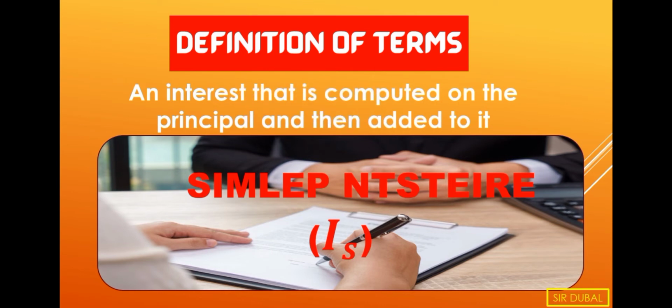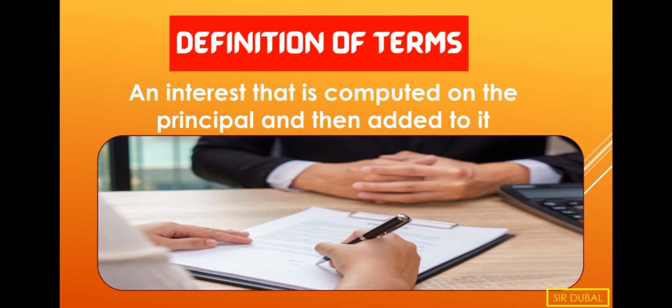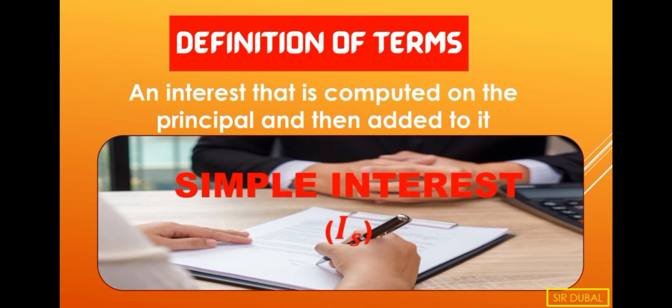Another one, SIMLEPNTSTEIRE. It is an interest that is computed on the principal and then added to it. What do you think that be? The answer is simple interest.